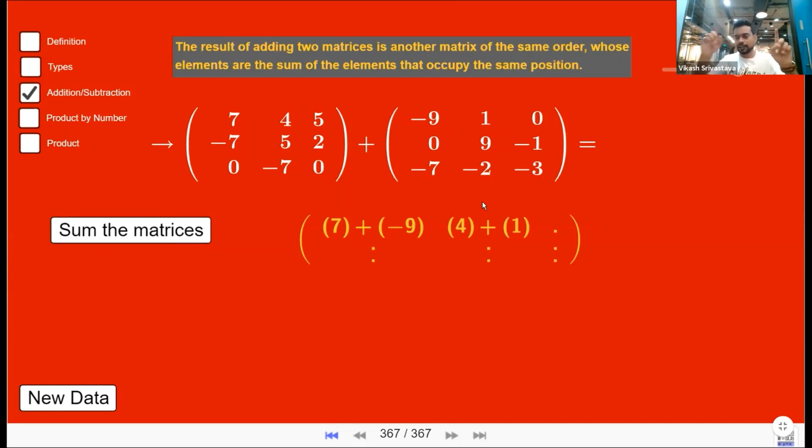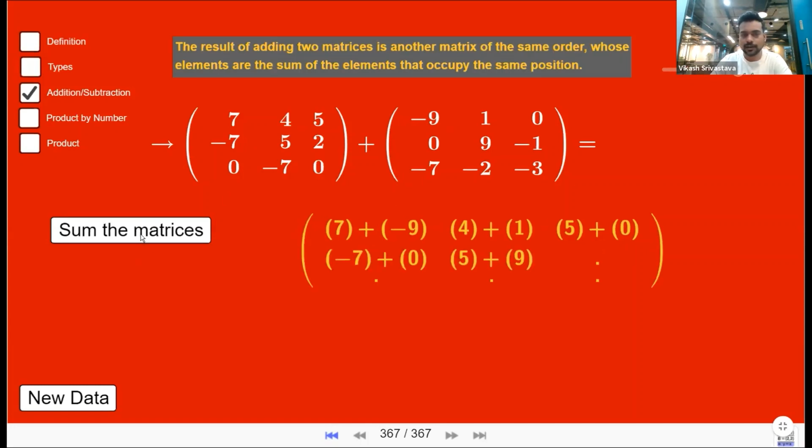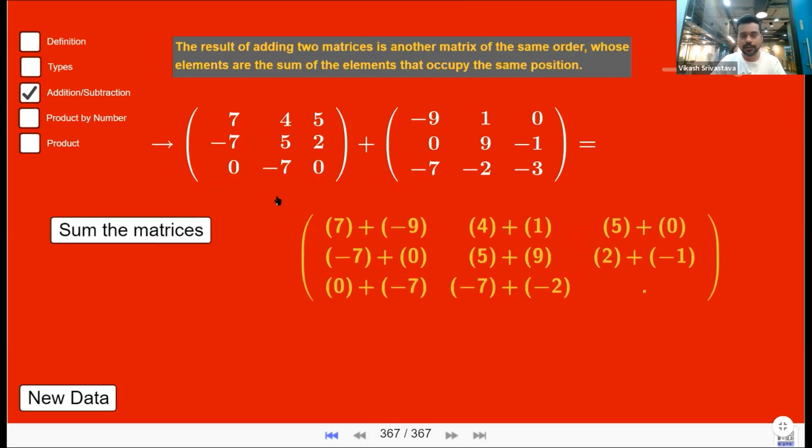Essentially we're adding the corresponding elements of these two matrices. Then we have 5 plus 0, and then of course this element will be minus 7 plus 0, 5 plus 9, 2 plus 1, and 0 plus minus 7, and then minus 7 plus minus 2, and then 0 plus minus 3. So this is what we get when we try to add these two matrices.